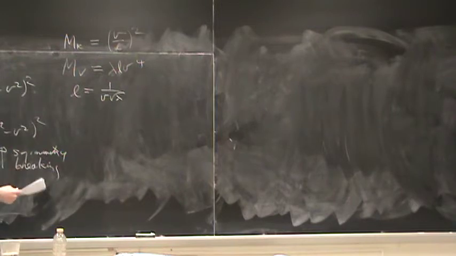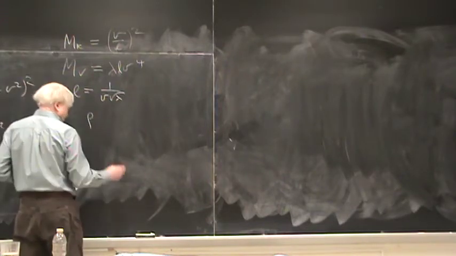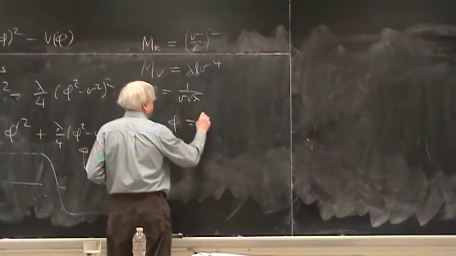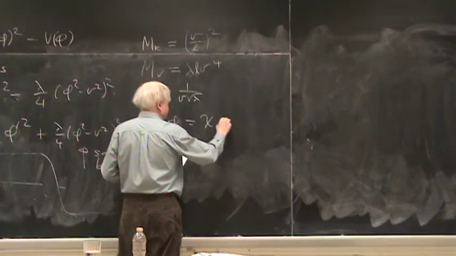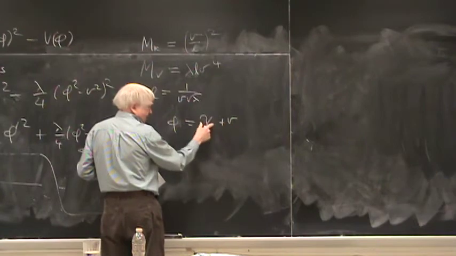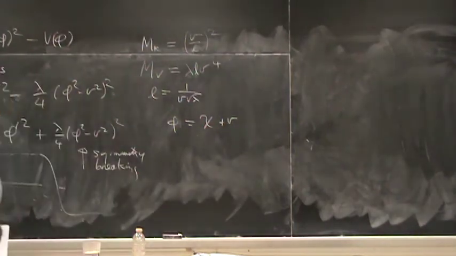We can look at this theory not only has kinks in it, but it also has, so to speak, elementary particles, which are just the small vibrations of φ. In other words, we let φ equal χ plus v. In other words, it's v almost everywhere, and then it's χ somewhere else.